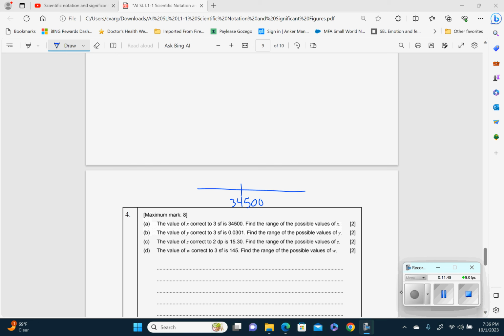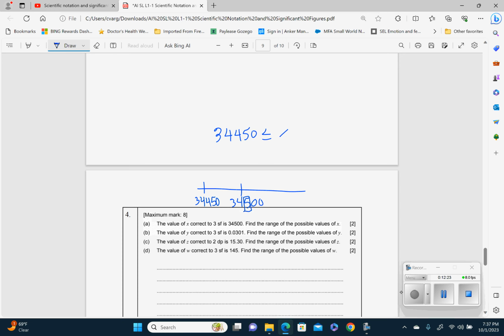So we are going to 3 significant figures, right? So 1, 2, 3, okay? So this number is what you subtract 1 from, right? So 3, 4, 5 minus 1 is going to be 3, 4, 4. The number after that is going to become a 5. And since this has 1, 2, 3, 4, 5 digits, we have to add a 0 here. So it's going to be 34,450 is going to be our lower bound.